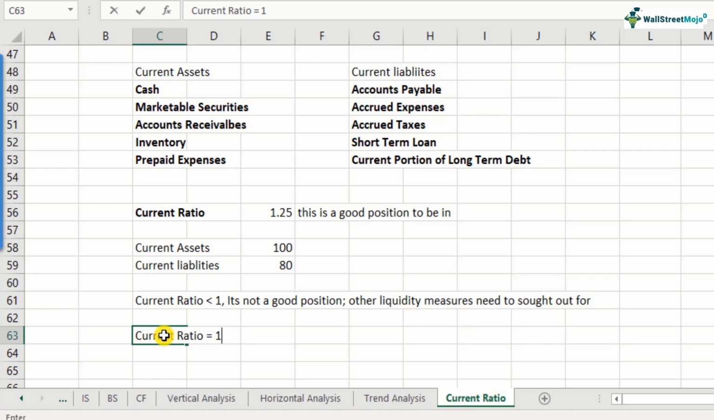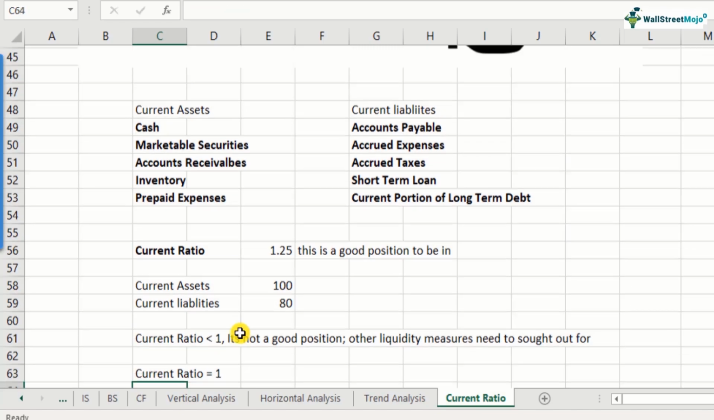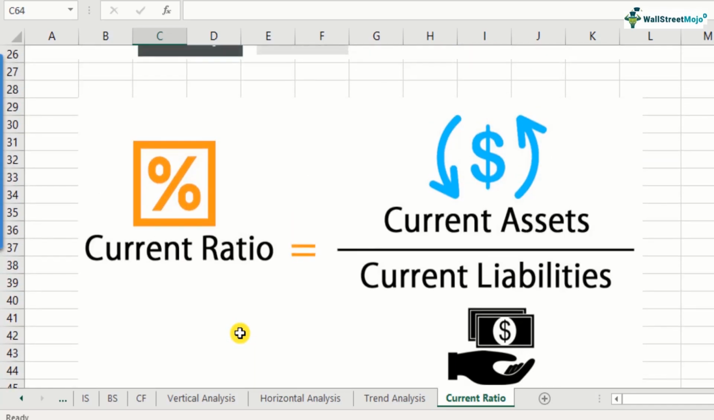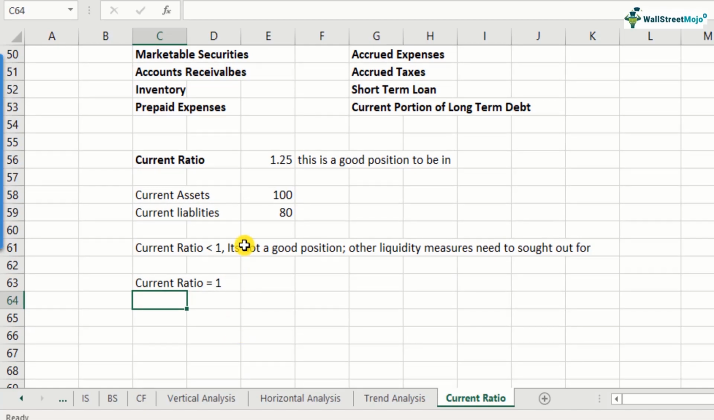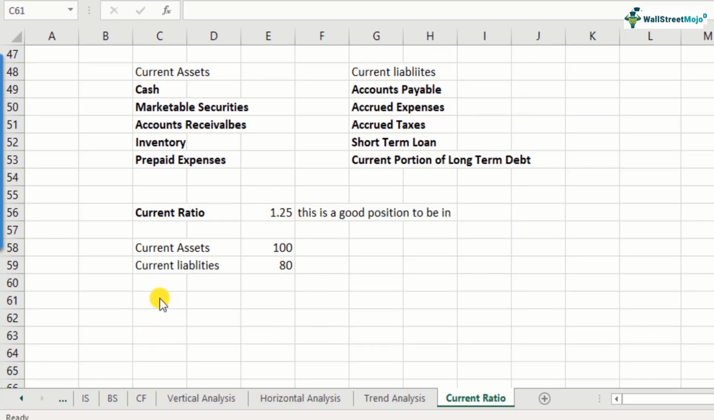So current assets, current liabilities, and their ratio is called the current ratio, and it's a very simple ratio to look at. So having understood what current ratio is and how we interpret current ratios, let's now look at how we calculate this for Colgate. Now that we have understood how current ratio is calculated, let's understand its interpretation. So there could be three scenarios, right? Current ratio greater than 1, current ratio equal to 1, and current ratio less than 1.